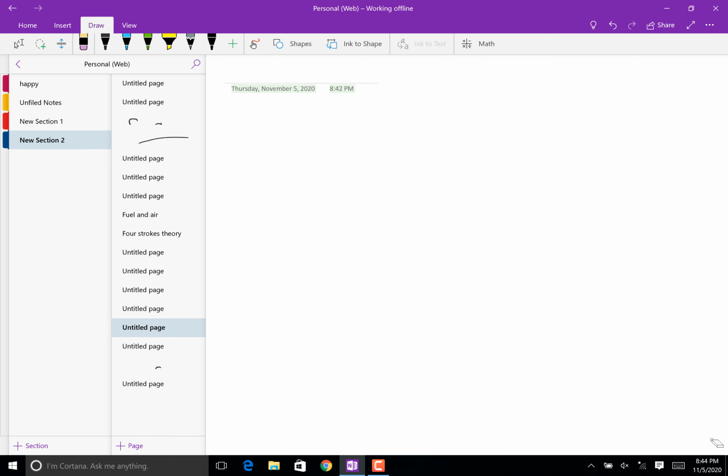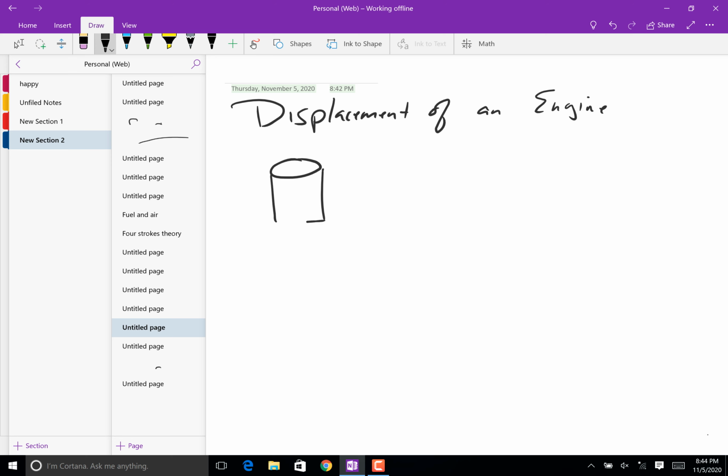So tonight we're going to discuss, or today, whatever, you're going to talk about displacement of an engine. Okay? What that simply means is this. In the engine, there's going to be multiple cylinders. Let's say this one has 4. Whatevs. They're all the same size.